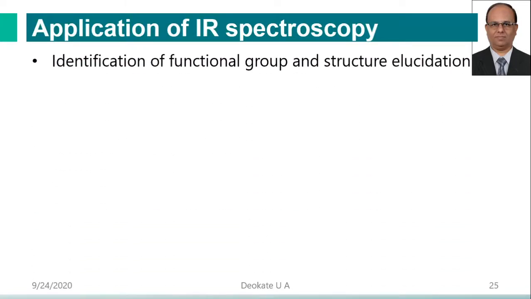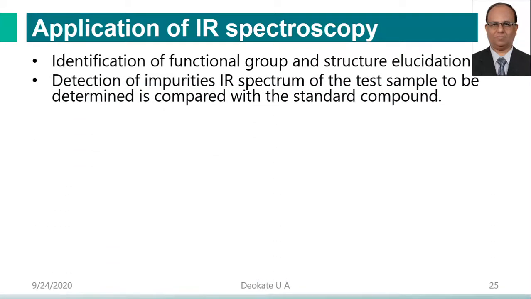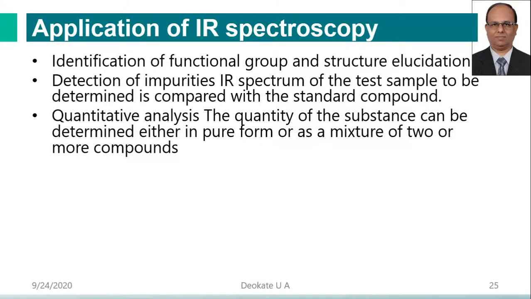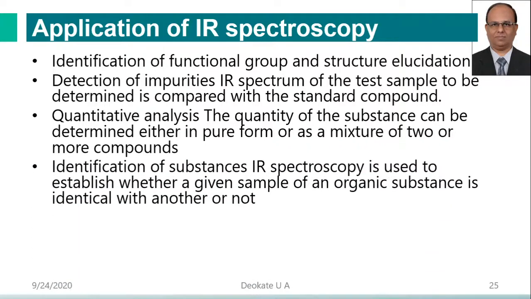Applications of IR spectroscopy: identification of functional groups. Generally for structural isolation purposes, we use it only to detect the functional group. And detection of impurities, which is very commonly utilized in monographs. All monographs show you the IR spectrum to detect impurities. The test sample to be determined is compared with the standard samples. For quantitative analysis, the quantity of the substance can be determined either in pure form or in a mixture of two or more compounds. So it can also be used for quantitative analysis, but mostly for qualitative analysis.